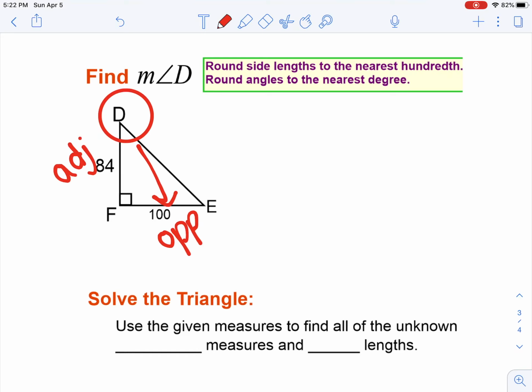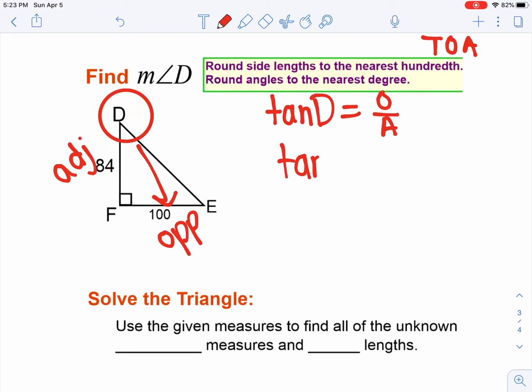So since we have our opposite and our adjacent, it would make sense to use tangent for this one. So I'm going to say that the tangent of angle D equals my opposite over my adjacent. And if you're ever forgetting what those are, just keep practicing remembering SOHCAHTOA. Okay, so we don't know angle D quite yet, but we know that our opposite side is 100 and our adjacent side is 84.